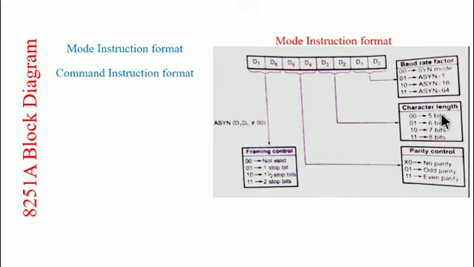Next, when you go for D4 and D5, it is a parity control. If it is 01 it means odd parity, if it is 11 it means even parity. What about your D6 and D7? It is a framing control: 01 means one stop bit, 10 means 1.5 stop bits, and 11 means 2 stop bits. In this way, the mode instruction format is followed.